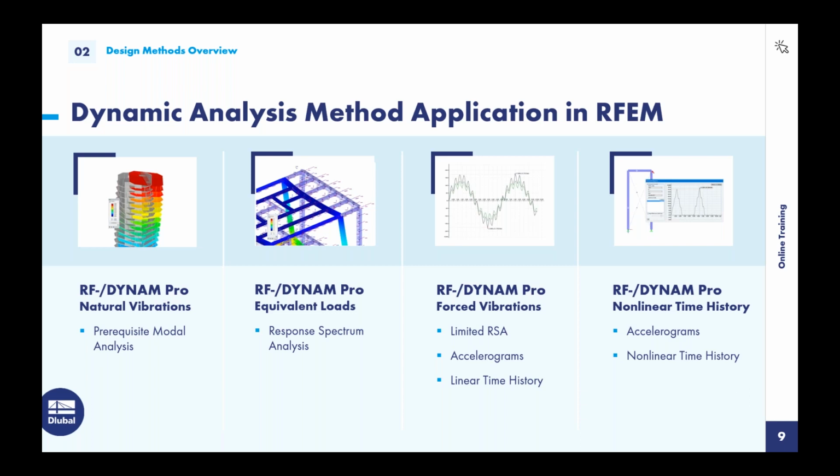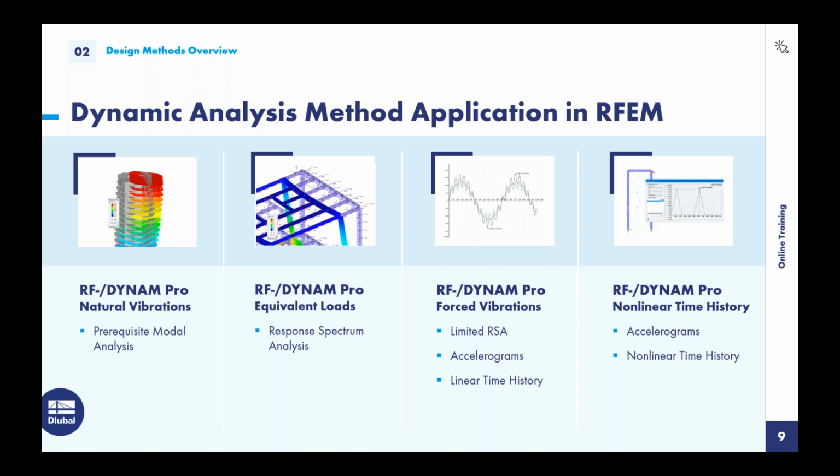The first is RF-DYNAM Pro natural vibration. So this is a prerequisite. We have to go ahead and run the natural vibration analysis before we consider any of the rest of these dynamic analyses listed here. This is going to run the eigenvalue analysis, determine the mode shapes. We can take a look at angular frequencies, natural periods, and we'll definitely be doing that today.